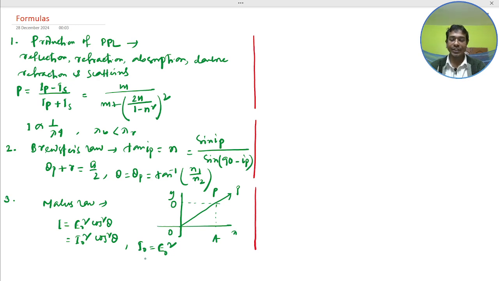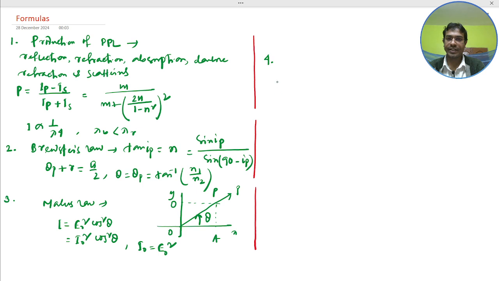I is the intensity of light that emerges from the analyzer, and I naught is the intensity of polarized light incident on the analyzer, and this angle theta is the angle between the polarizer and the analyzer. This is the polarizer and this is the analyzer. A means analyzer.